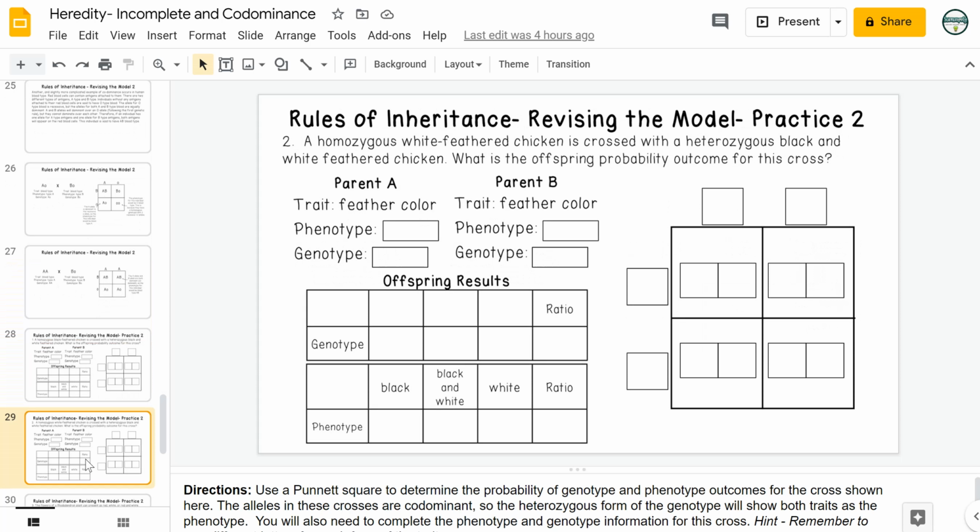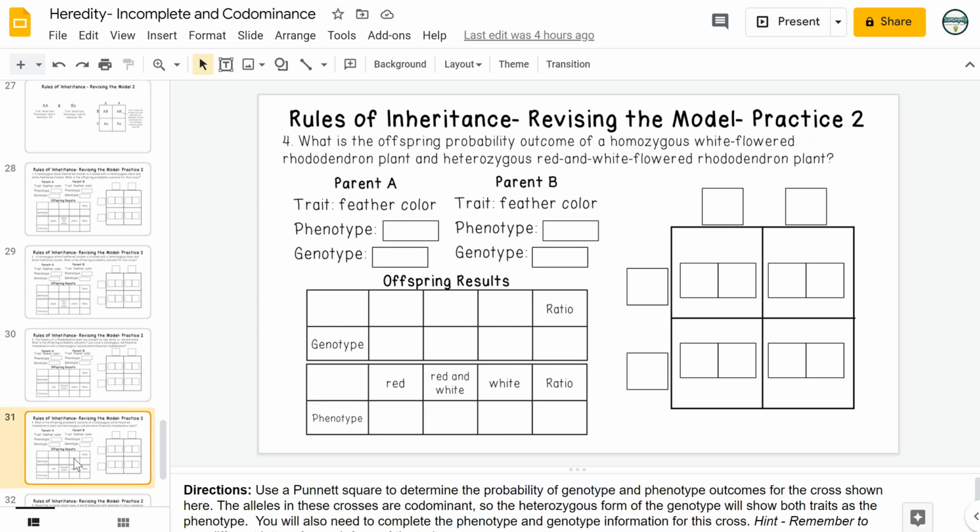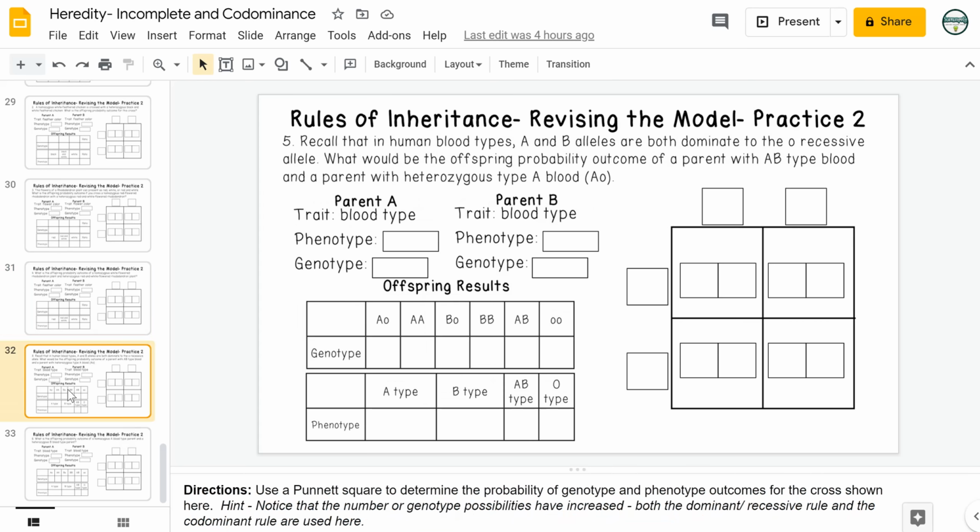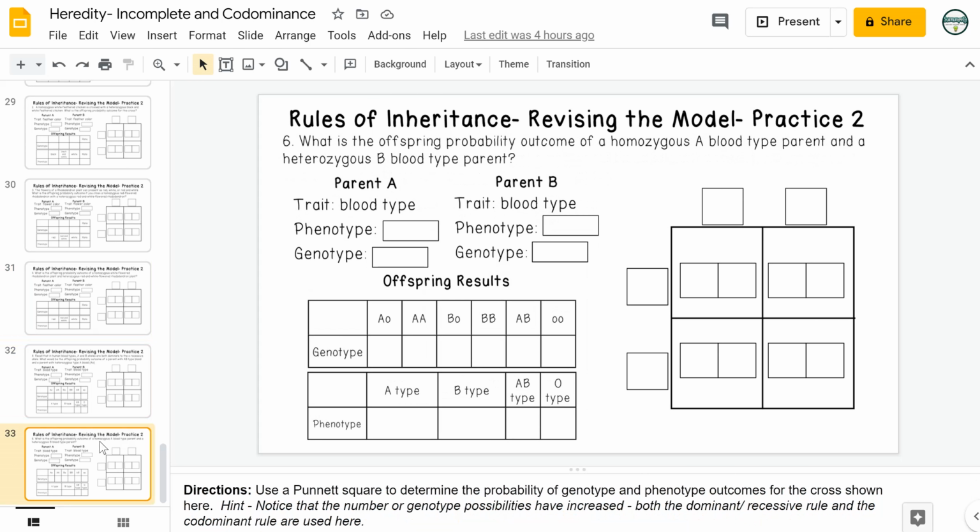Then they're going to do some practice. And again, this is a nice piece to separate out and give as a final assessment piece if you want to do that, especially these last two slides where it is looking at the human blood type, because then you're really having to think about all the different rules at one time.